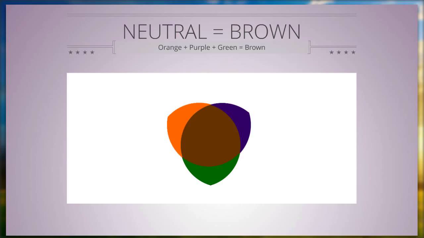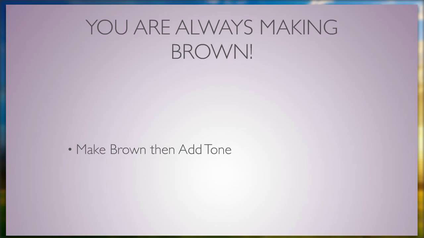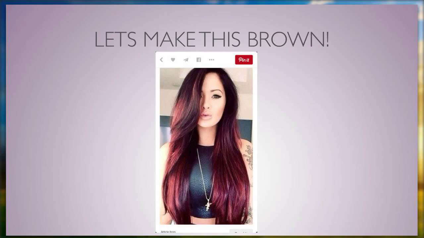Type in a 1 if that makes sense, and type in a 5 if that sounds exciting. Awesome. I'm glad I'm not the only one excited by that. Excellent. So remember, you're making brown and then you're adding tones, right?